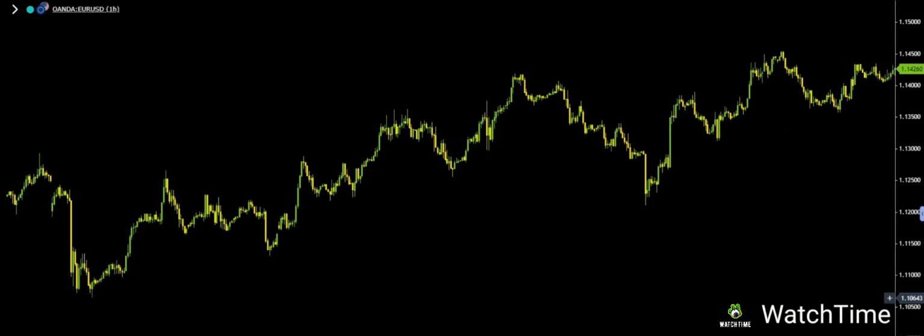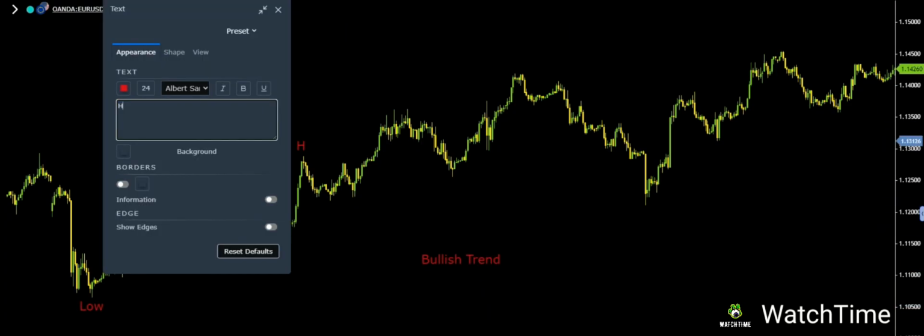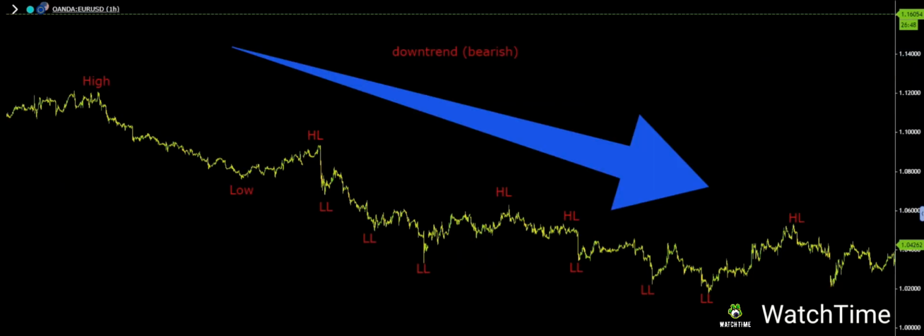Bar chart. How to combine structure with supply and demand. Now that we know what structure is, how do we combine this with supply and demand zones? Step 1. Identify the current trend. Start by identifying the market's dominant trend. This is your reference point. Is the market making higher highs and higher lows, an uptrend? Then, look for demand zones. Is the market making lower highs and lower lows, a downtrend? Then, look for supply zones.